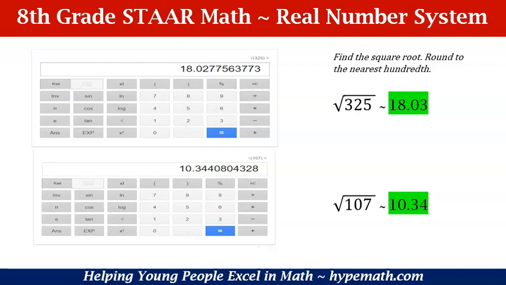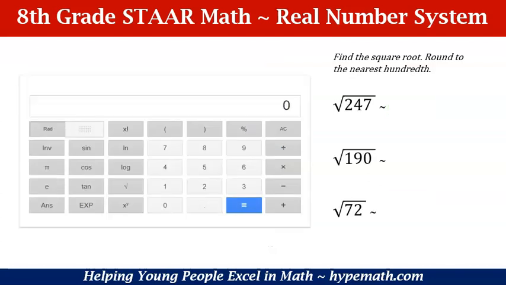Follow along and press in the numbers so that you can see you get the same answers, okay? Looking at the square root of 107, our answer rounded to the nearest hundredth, which is 2 places after the decimal point, is 10.34.